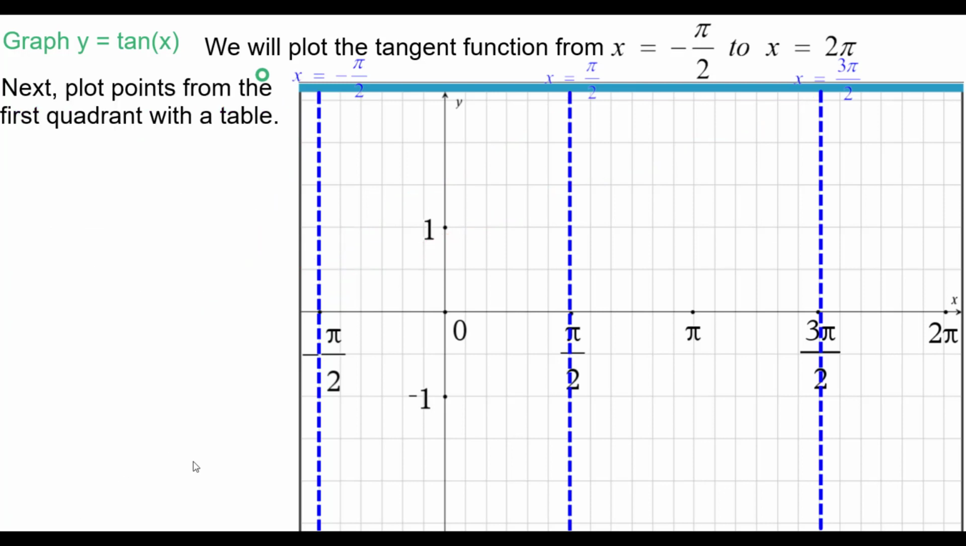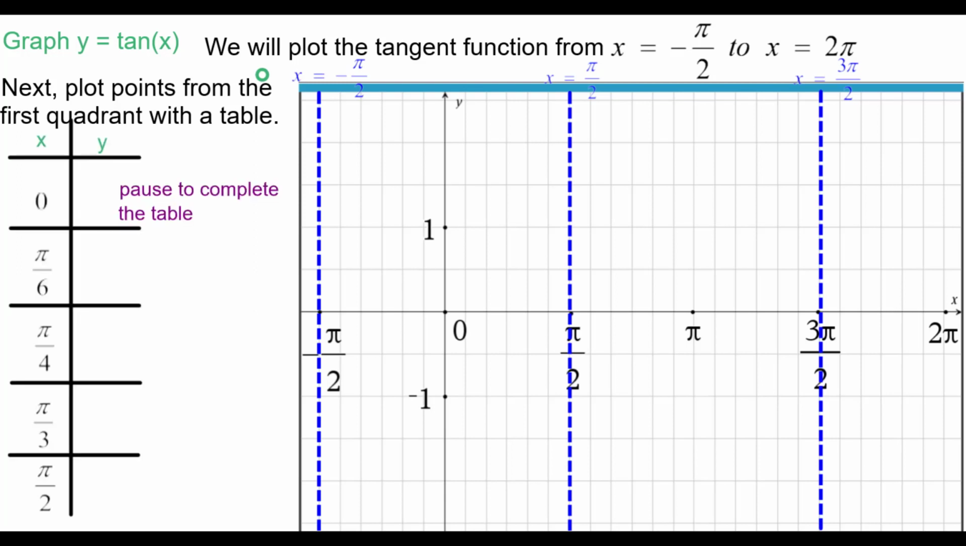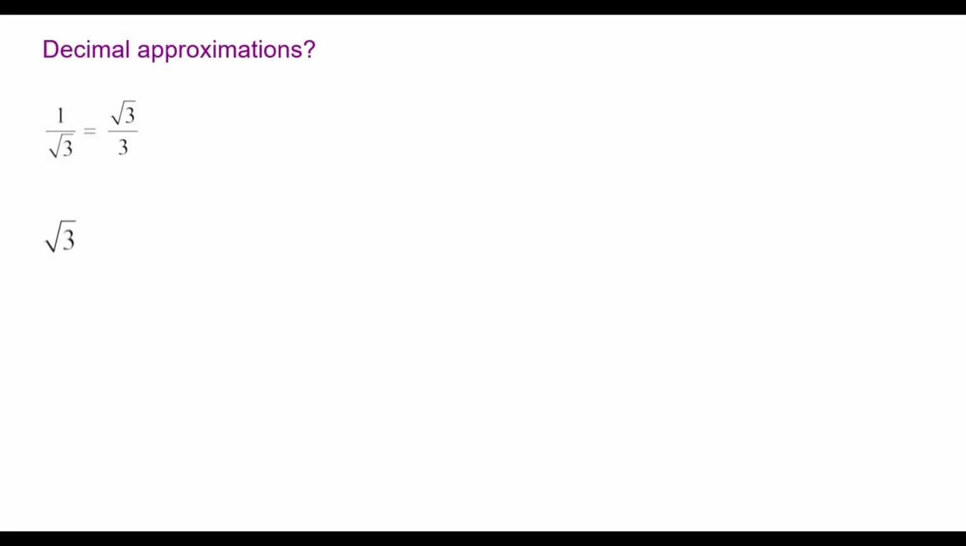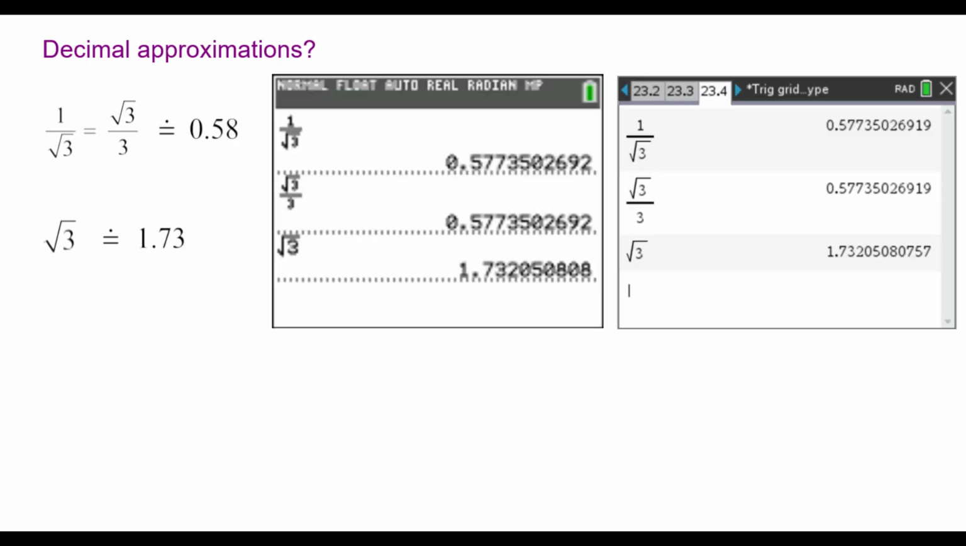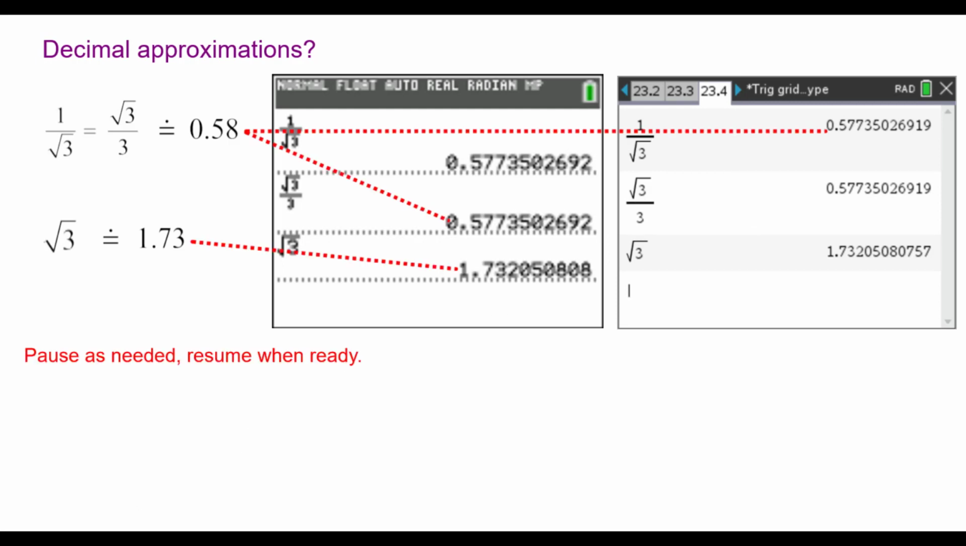Next, we're going to plot points from the first quadrant with a table. Pause to complete the table. These are the values that you should just know. We are going to need decimal approximations for these irrational numbers. So I used a calculator, actually 2 different calculators, to get the answers and rounded them to their nearest hundredth. Pause as needed.